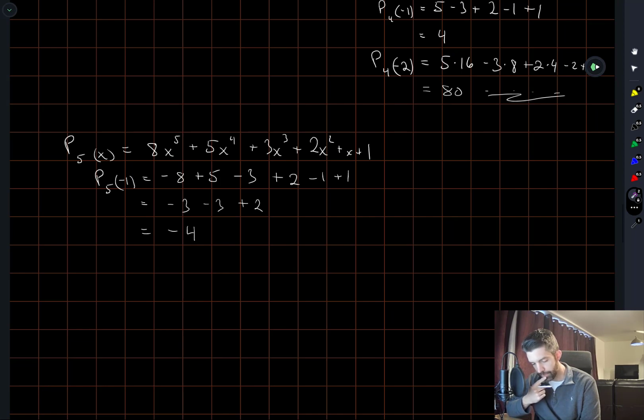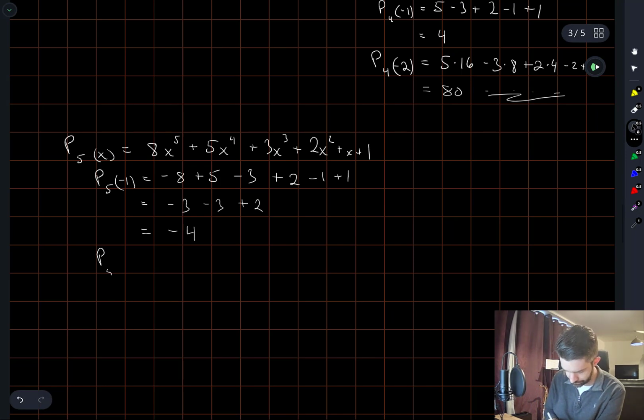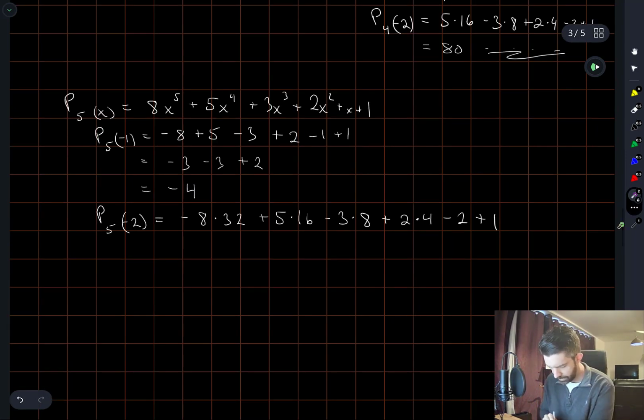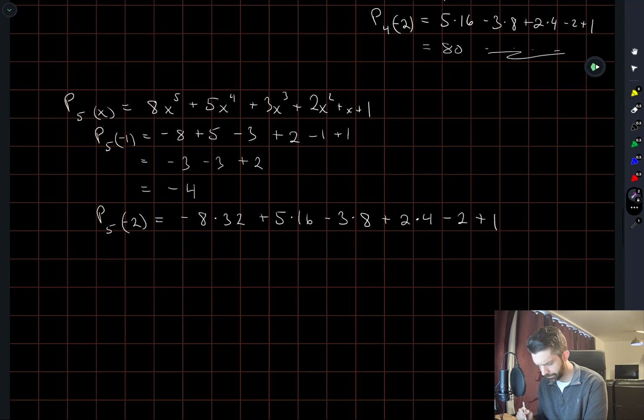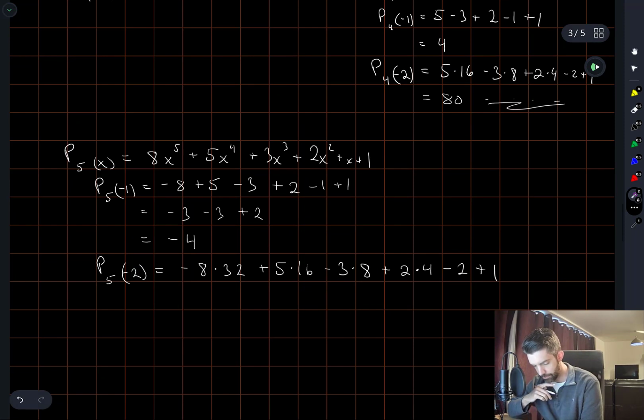I plug -1 into P5, I get a negative number. But if I plug in -2 here, isn't this first term evaluated at -2 going to, well, let's try it. Let's just see what happens. This term looks a lot larger than this one in magnitude. This is a lot larger than that in magnitude. So I don't think there could be, for P5, an integer root.